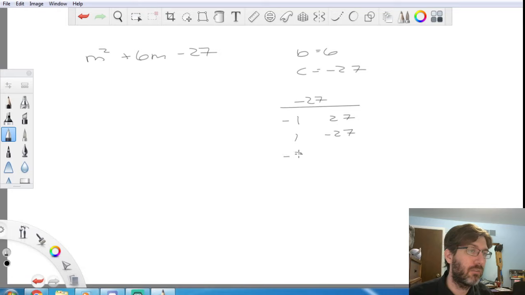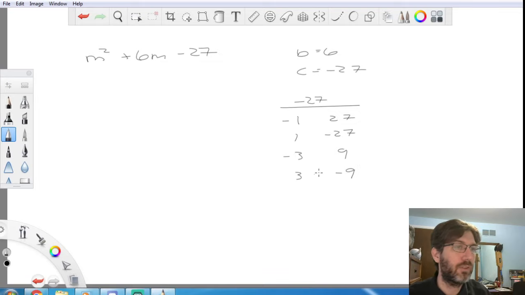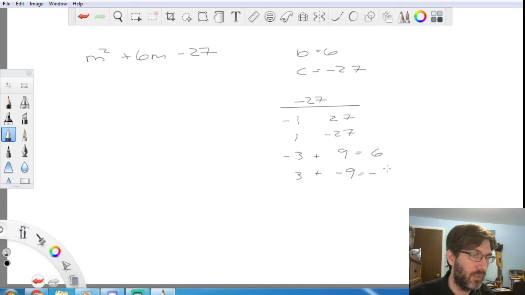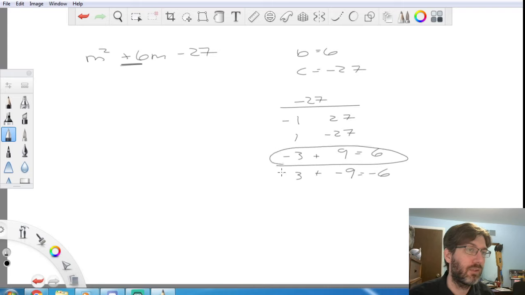We're going to have a negative 3 and a positive 9, and we could also have a positive 3 and a negative 9. These are the two we want to be concerned with. Again, we are adding these. Negative 3 plus 9 gives you the positive 6, while 3 plus negative 9 gives you the negative 6. Due to the fact that we want the positive 6 here, we're taking this one, not this one.